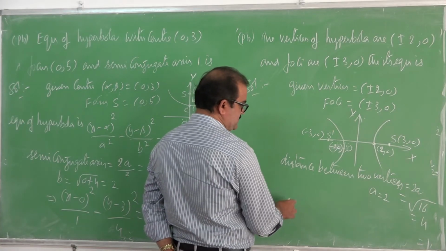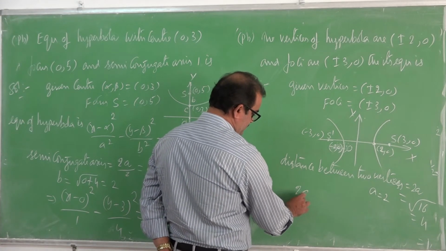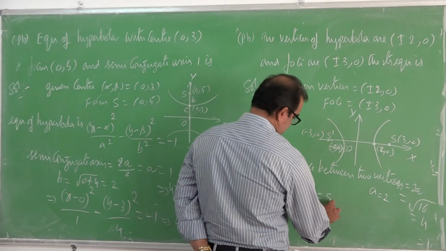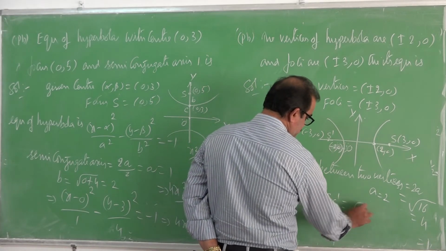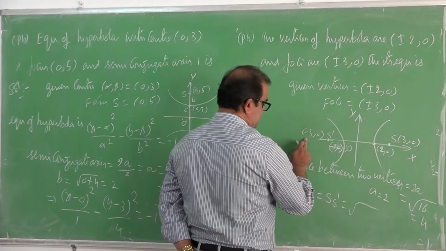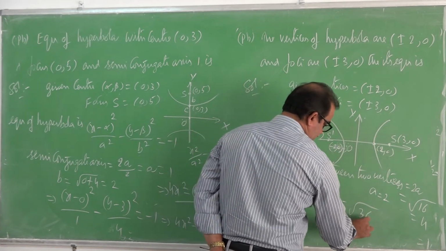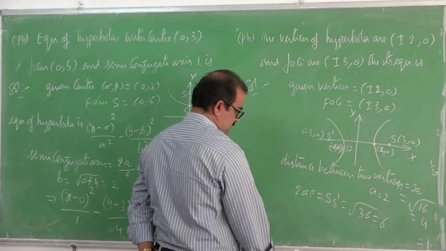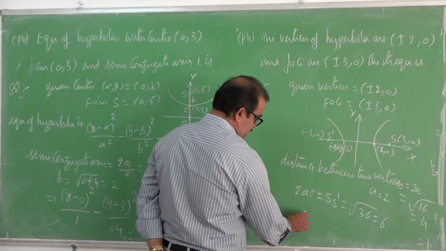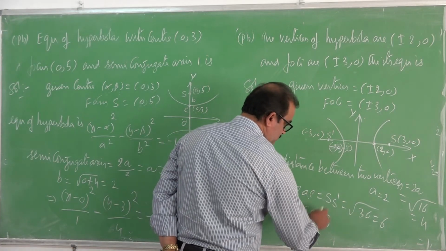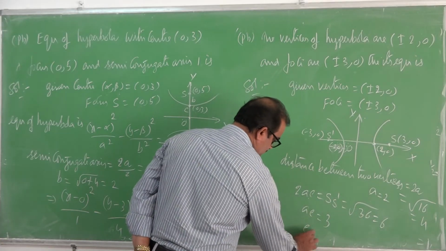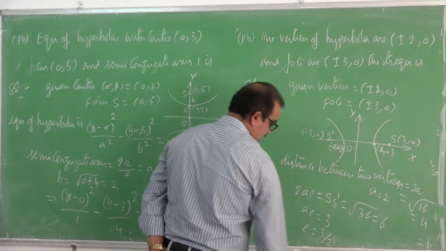Similarly, the distance between foci, that is 2ae, is equal to SS dash. What is the distance between S and S dash? 3 plus 3, 6, whole square, 36, that is 6. 2ae is equal to 6. From this, ae is equal to 3. Substitute the a value, e is equal to 3 by 2.